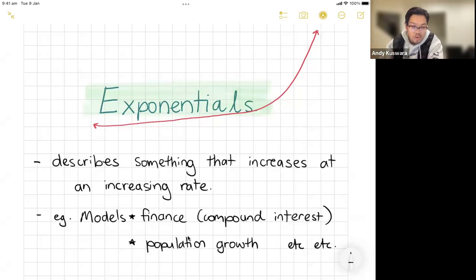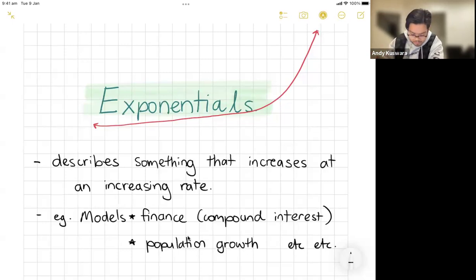Now, what does it model? Hopefully your finance. Hopefully that's what happens with your money. It grows very, very large over time. It also models things like population, and a lot of other things will grow exponentially.